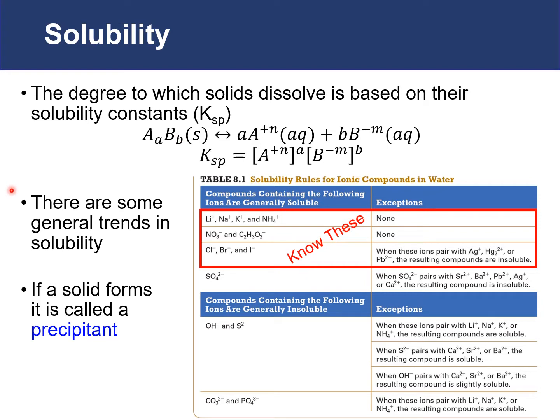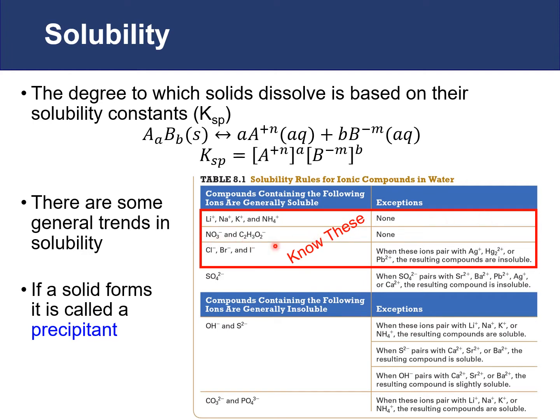There are some general rules for predicting trends in solubility. While this table here from the textbook has a large number of different solubility rules, the ones that we will be primarily concerning ourselves with are the ones that don't have many exceptions, and that would be lithium, sodium, potassium, or ammonium. So pretty much anything in the first column and ammonium ions, anything that is bound to them will be soluble. There are no exceptions to this.